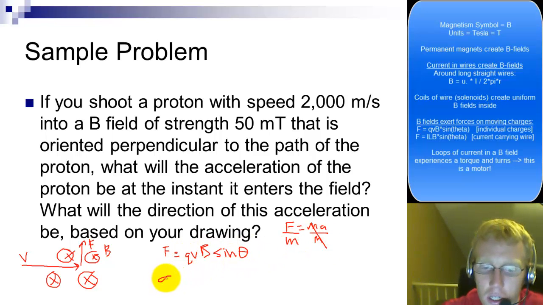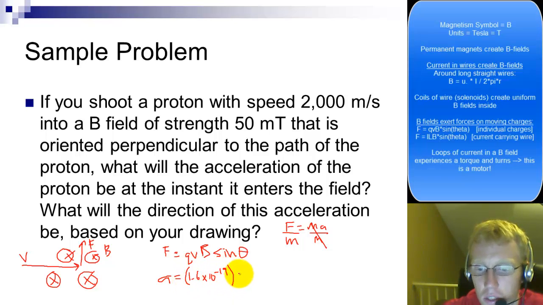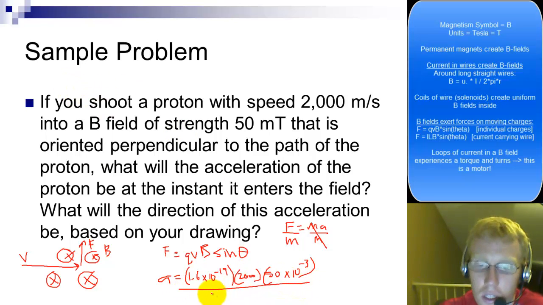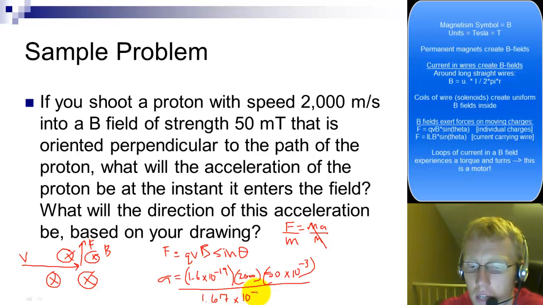So the acceleration is going to be the charge on a proton, 1.6 times 10 to the negative 19th, times the velocity, which is 2,000, times the magnetic field, which is 50 milliteslas, which is 50 times 10 to the negative third, divided by the mass of a proton, which is 1.67 times 10 to the negative 27th kilograms.